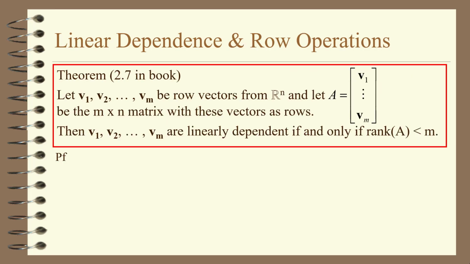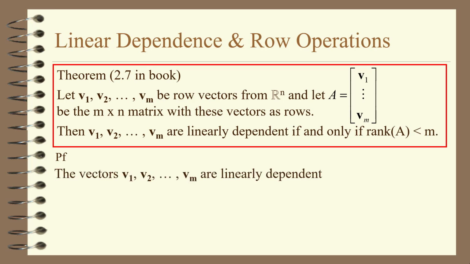So we call this theorem 2.7 in the book. Let V1, V2 up to Vm be a bunch of vectors. Treat them as row vectors. Form a matrix A with those rows. The order of these rows does not matter. Then those vectors are linearly dependent if and only if the rank of A is less than m. Now, remember, to find the rank of A, you have to find at least a row echelon form, and then the rank of A is the number of non-zero leading entries, or just the number of leading entries.